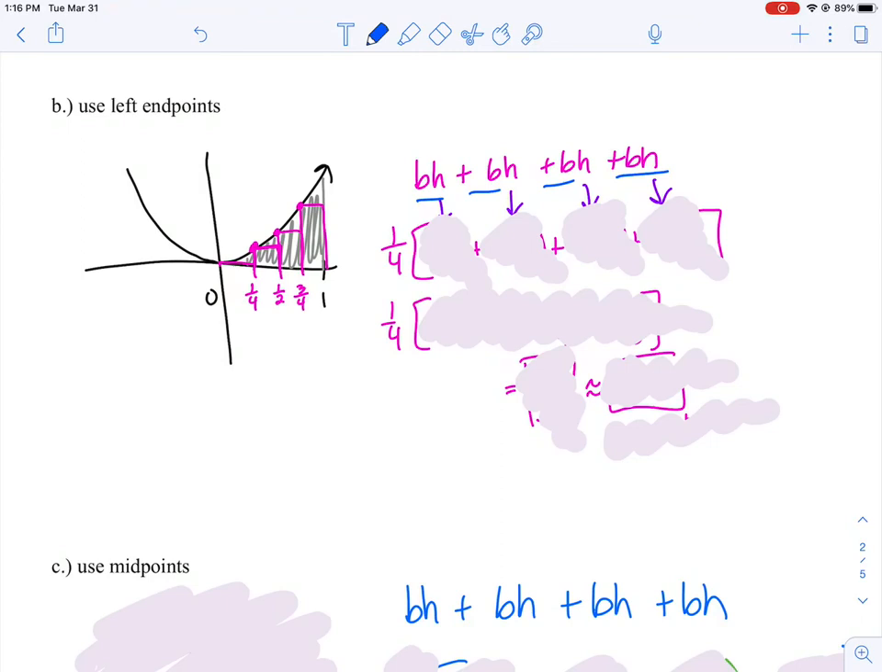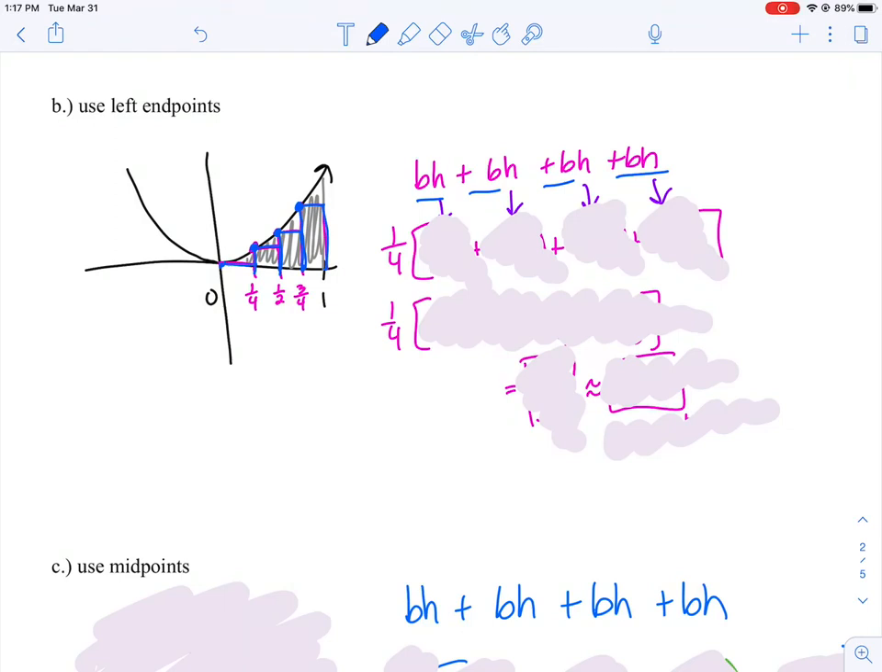So if you noticed on my graph, I knew that I was going from 0 to 1. Each one was going to be 1/4 wide. And now I'm going to go from the left endpoint. So I'm going to go from the left of my rectangle, follow it up to my function, and go over. From the left, make sure that that left endpoint touches my function, and go over. From the left, and go over.